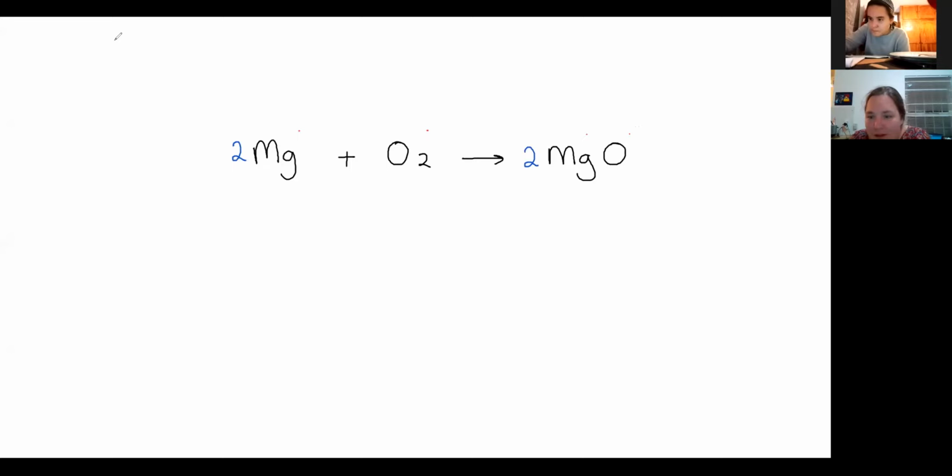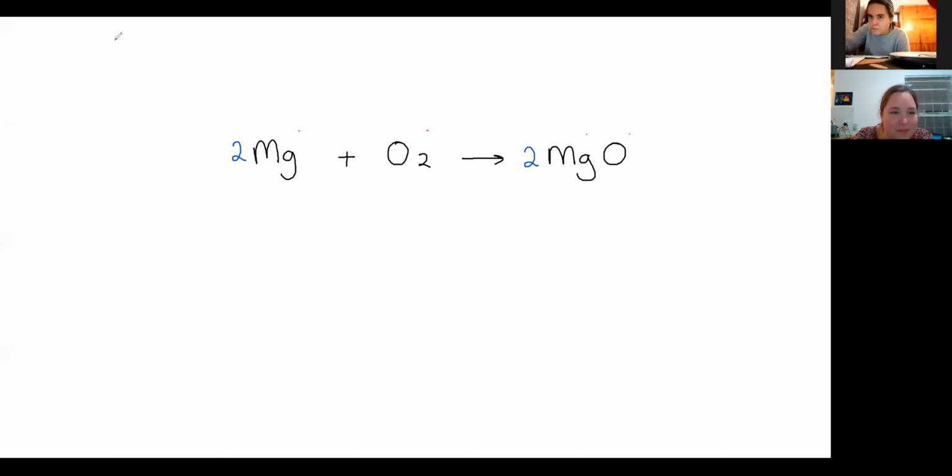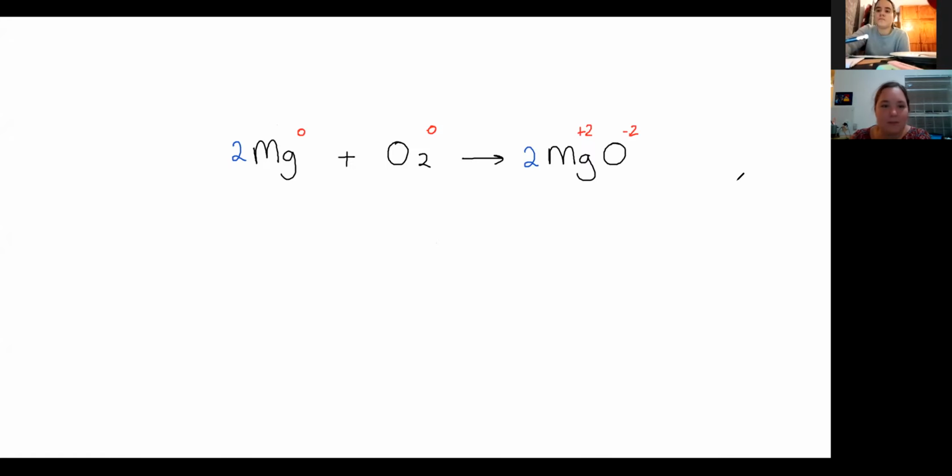Okay. It's looking like more than half of you at least. Okay, so I'm going to quickly fill you in here. I'm interested to see how many people got this completely correct. Magnesium is 0. Oxygen is 0 because they're both elements. Magnesium is +2 or 2+, and oxygen is -2 or 2-. Can I quickly ask for a show of hands who got that completely correct?